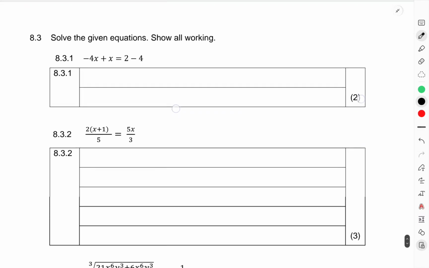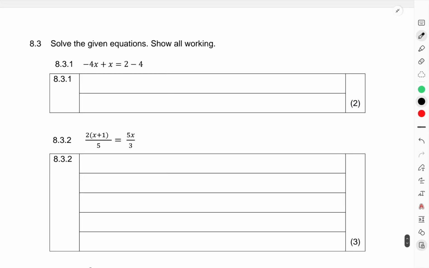Now, 8.3. We are required to solve the given equation and show all the workings. Now, we are actually solving for x this time around. By looking at the left-hand side and the right-hand side, we can see our like terms are already grouped, because 2 and 4 are numbers, and negative 4x and x are variables, and the variables are the same.